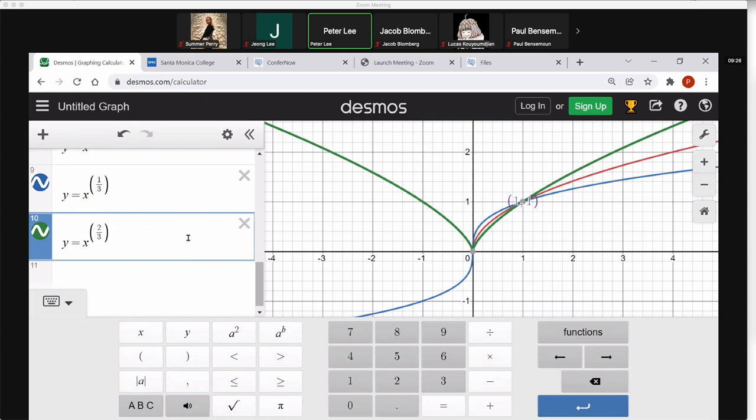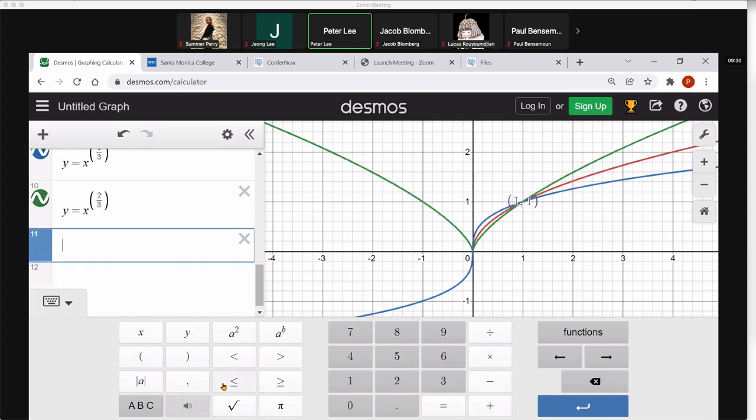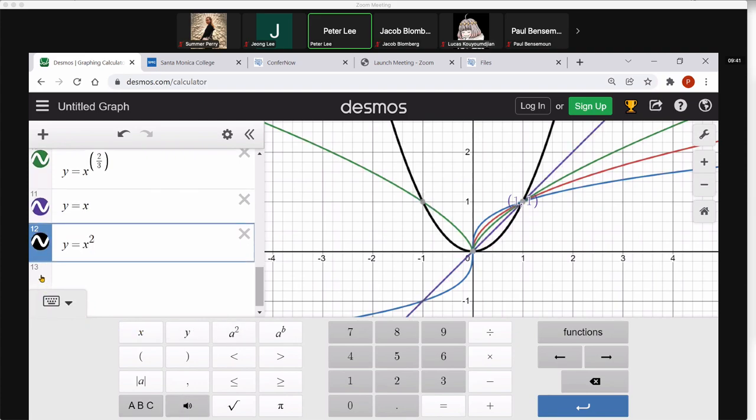It's the 2/3 power. 2/3 is here. And how about this? Let me write y equals x. And this one is y equals x squared. How about y equals x to the 1.2? So let's do 1.2. Look at this.